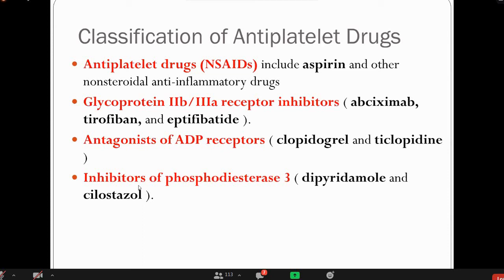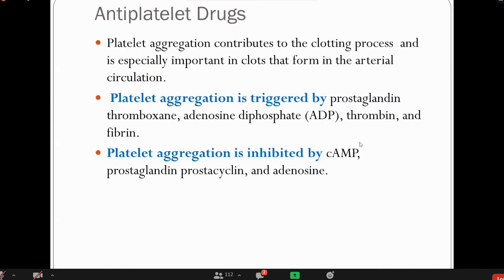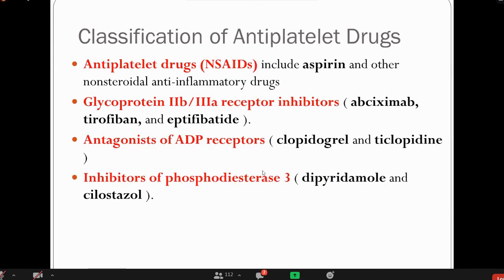Now, another group, inhibitors of phosphodiesterase enzyme type 3. Examples are dipyridamole and cilostazol. What we have discussed, cyclic AMP, is responsible for preventing platelet aggregation. And phosphodiesterase enzyme is responsible for breaking down the cyclic AMP. To prevent platelet aggregation, we are interested in raising the level of cyclic AMP. So this is one of the mechanisms.